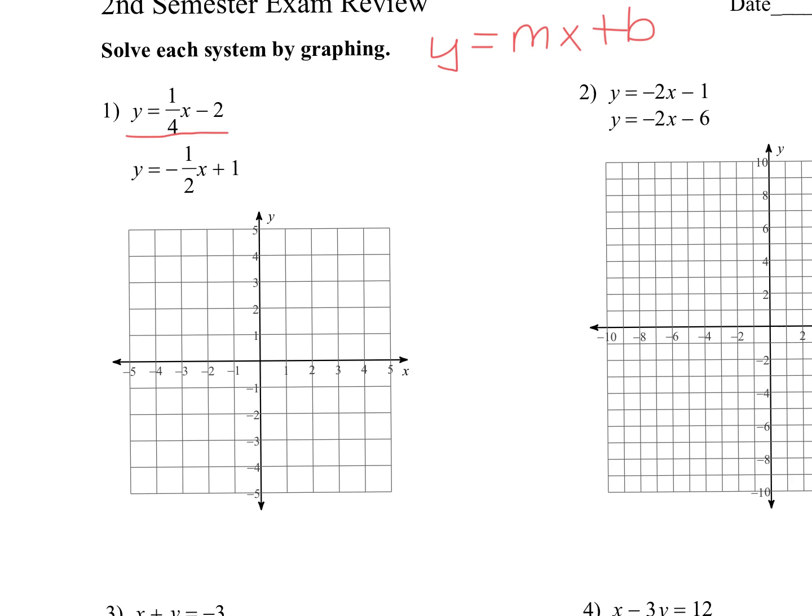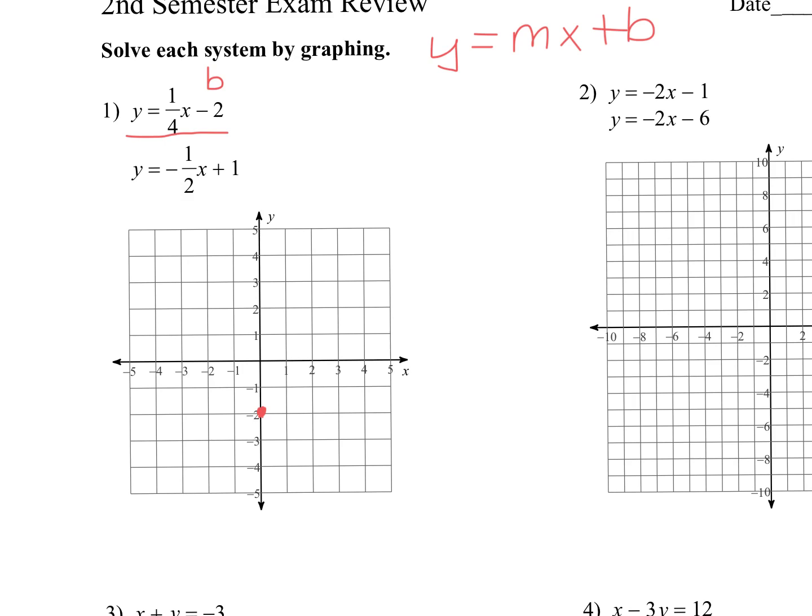So where do I start graphing with slope-intercept form? That b, right? What does this b tell us, or this point right here? What does that tell us on the graph? It's the y-axis, okay? So we find -2 on the y-axis. Are you ever going to use the x-axis for slope-intercept form? No. Always the y-axis.